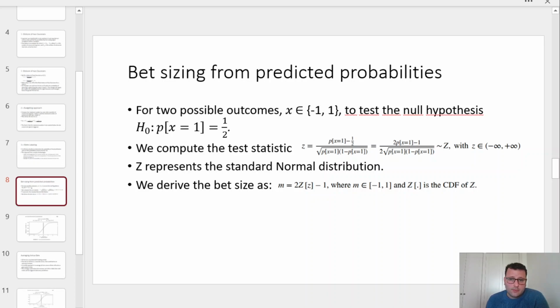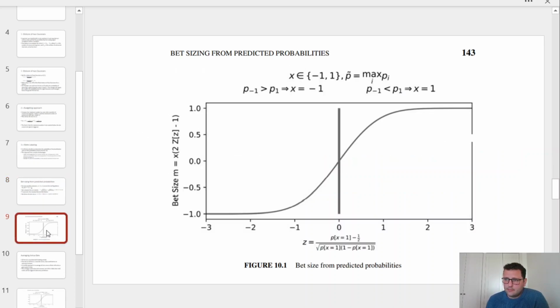So once you have this, we should have a graph like this, where we have the bet size predictable from our probabilities, right?